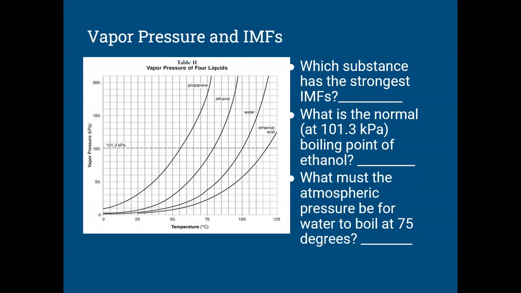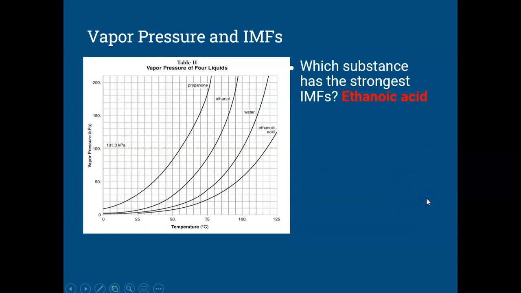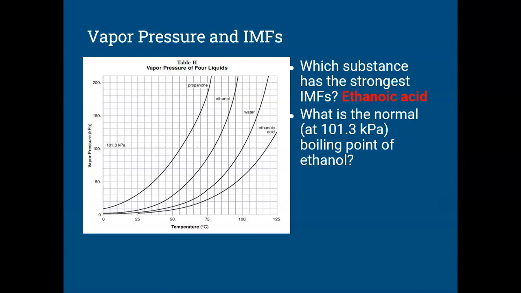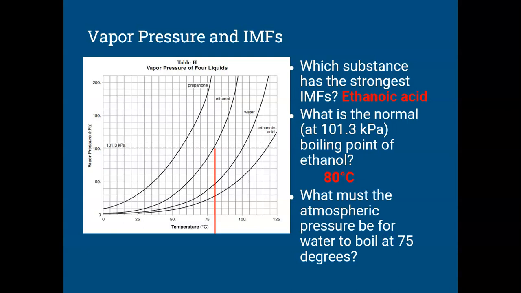So when we're looking at this and trying to determine which substance has the strongest intermolecular forces, it would be the one that has the lowest vapor pressure at any given temperature or the highest boiling point. So this would be ethanoic acid. Now, the normal boiling point of ethanol at 101.3 kilopascals, let's look at how we'd figure that out. We would draw a line from where ethanol meets the 101.3 line down to the x-axis, and we would see that it's roughly 80 degrees Celsius.